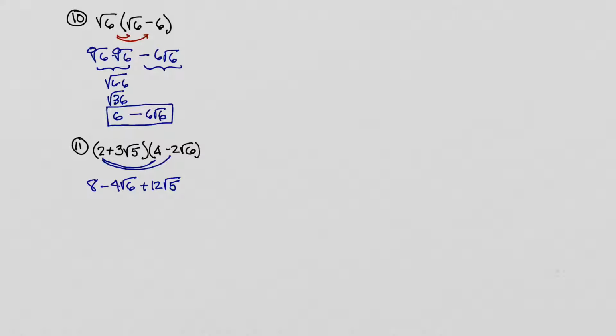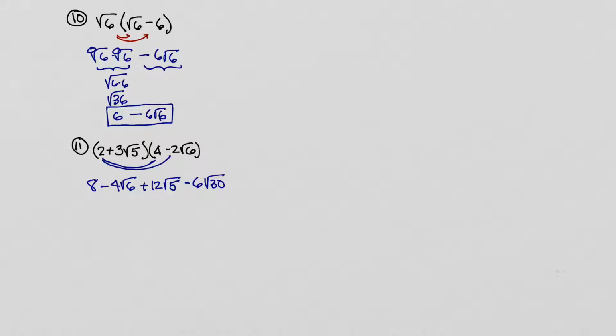And then, last, we'll have 3 square root of 5 times negative 2 square root of 6. So the 3 and the negative 2 are outside. We can multiply those. 3 times negative 2, negative 6. And now the 5 is inside and the 6 is inside, so we can multiply inside there. We'll get the square root of 6 times 5. I'm just going to write that as the square root of 30.